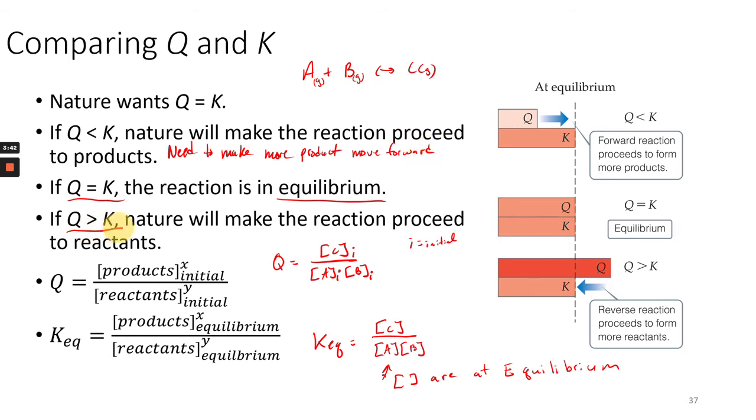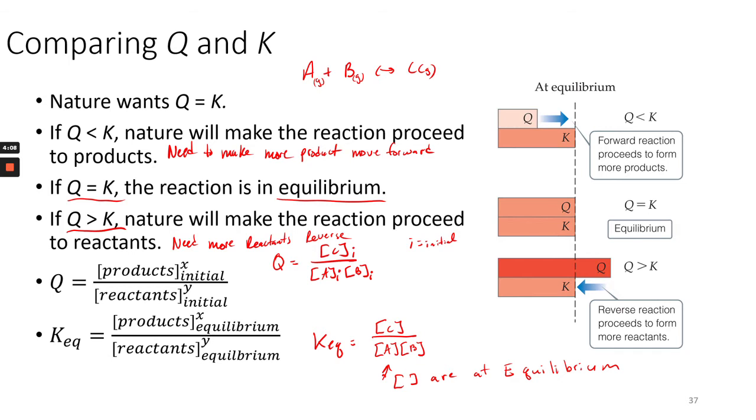Now, what happens when Q is greater than K? That means you have too much product. Your top is too large. So if that is the case, you need to make more reactants. So the reverse reaction will proceed, and it's just going to proceed that way until you get to Q equals K.